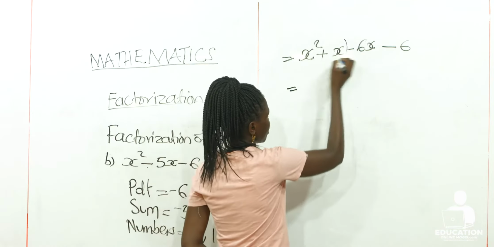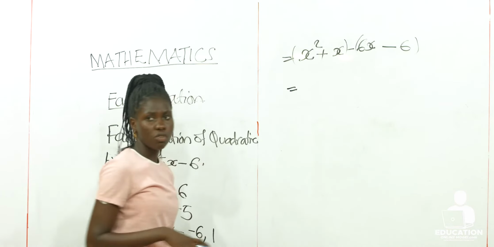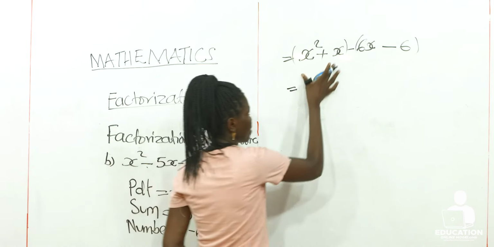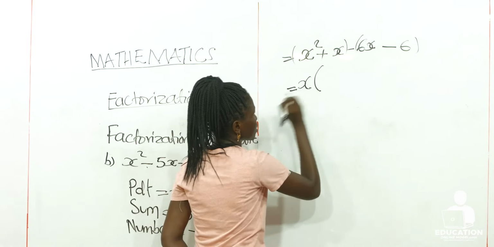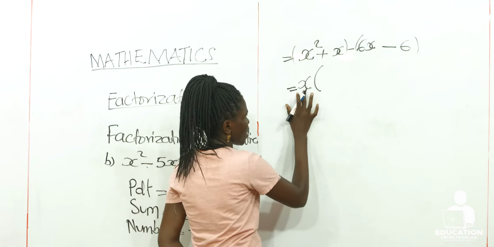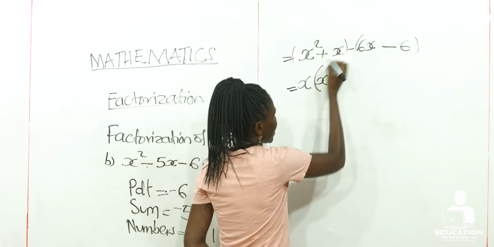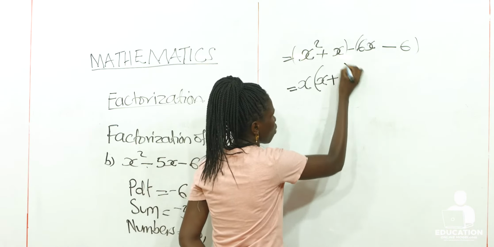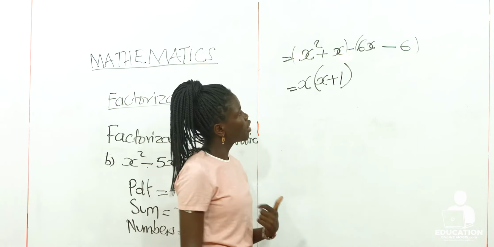After this, we regroup the numbers being given and we factor out what is common in each group. In this first case, we can see that x is common to both, so we bring out x. Then x squared divided by x gives us x. Then x divided by x will give us 1. In the next case, we have negative 6 common to both.